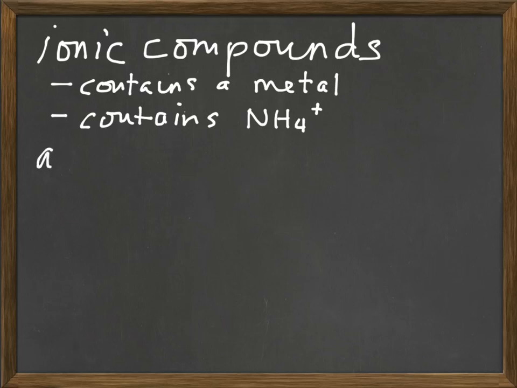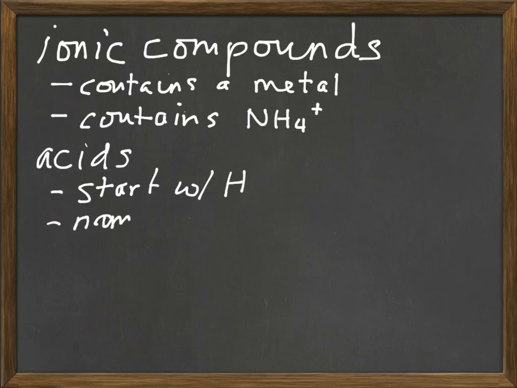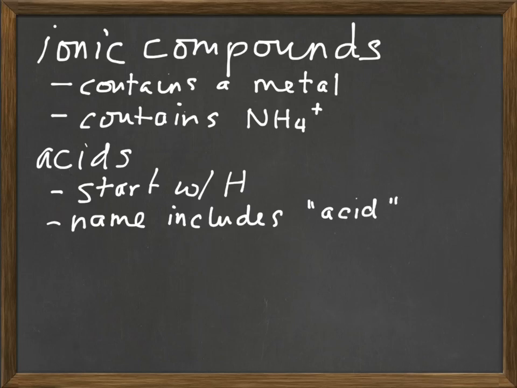Then we have acids. Acids start with hydrogen. Their formulas start with H. And from their name, the name includes the word acid. So those are pretty easy to recognize. So nitric acid, is it ionic? No, it's an acid. It says so in the name. Okay.